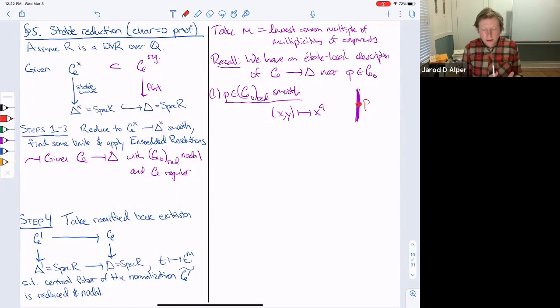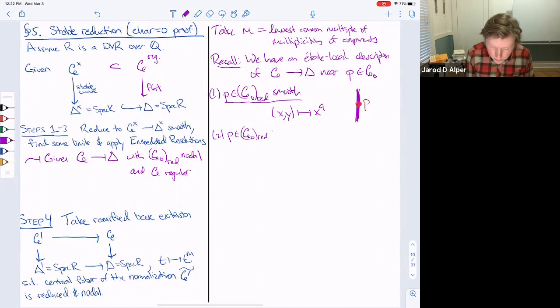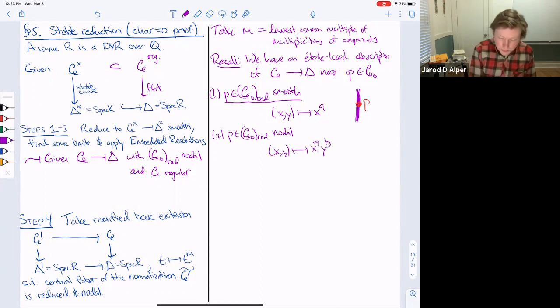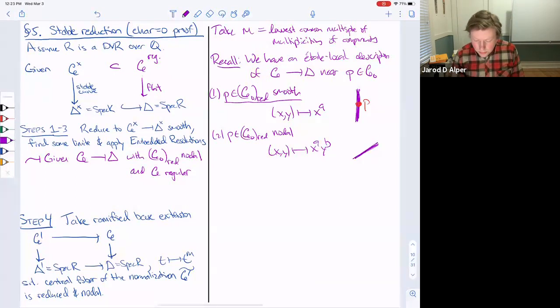It looks like x to the A equals 0. That's the local equation of the fiber. If the central fiber is nodal, then this map looks like x to the A, y to the B, where now you have two components that are thickened, and your point is the intersection. And so we're gonna handle both of these cases separately.